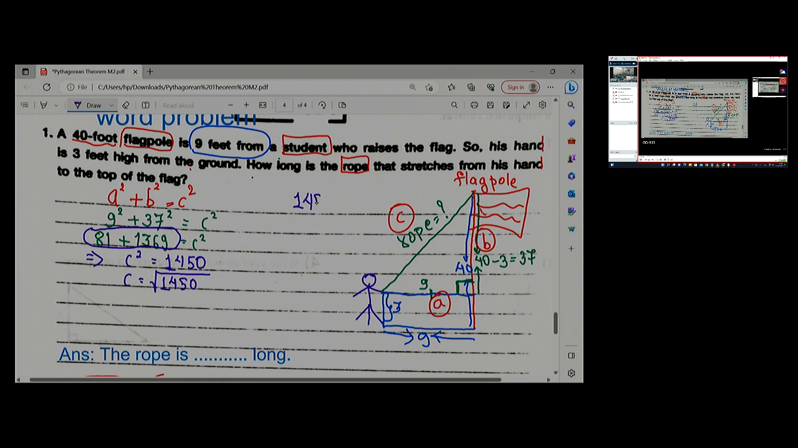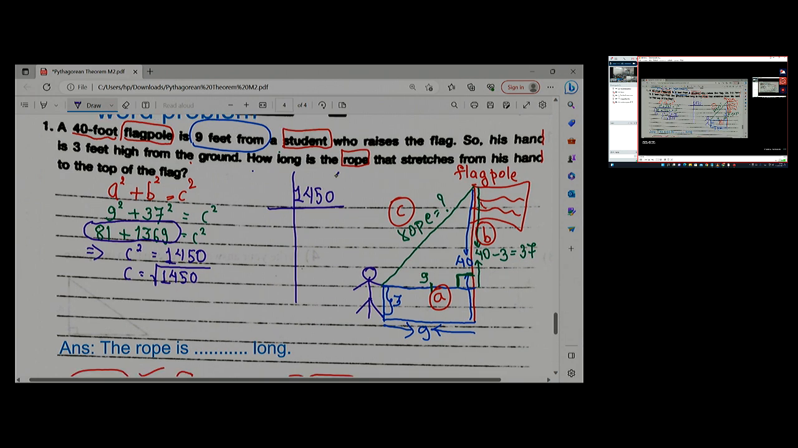We factorize by using prime numbers. Yes? We did this last week, you remember? We factorize by using prime numbers. Now, if the last number is 0 or 5, we can start with 5.